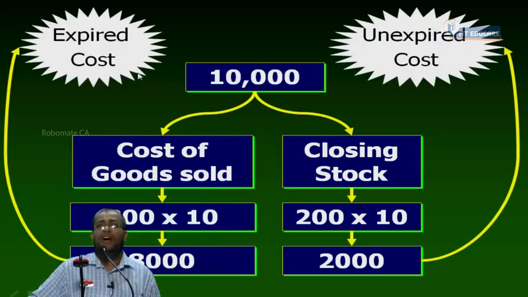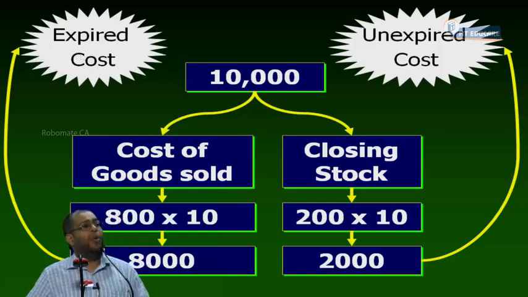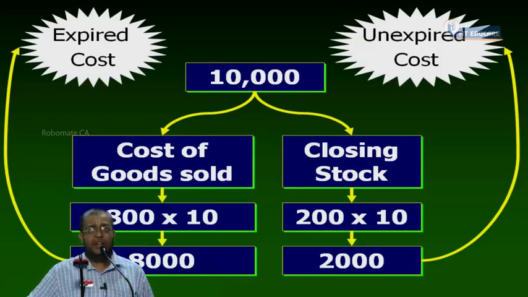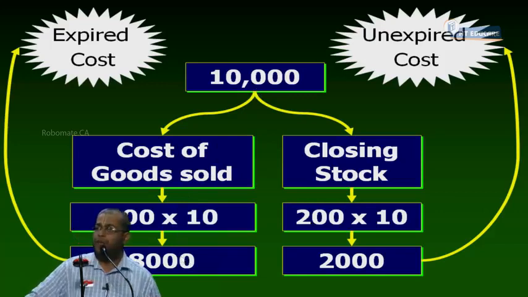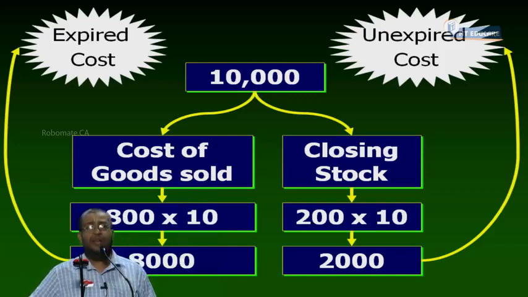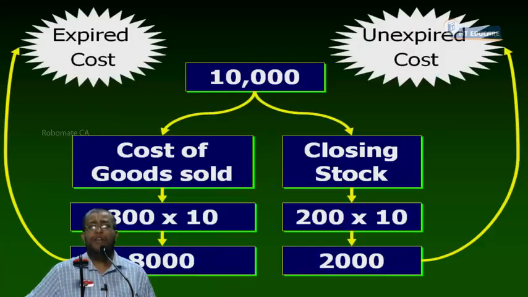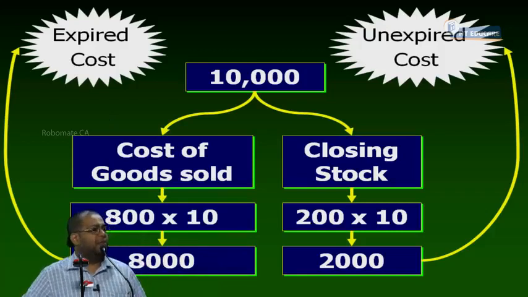In that case, cost can be classified into two types, namely expired cost and unexpired cost. Now, tell me, what is profit? Sales is 16,000 minus 10,000 or 8,000? Sales minus cost of goods sold gives you what? Profit. So 16,000 minus 8,000 gives you a profit of how many rupees? Profit of 8,000. That's the correct profit you have to calculate.